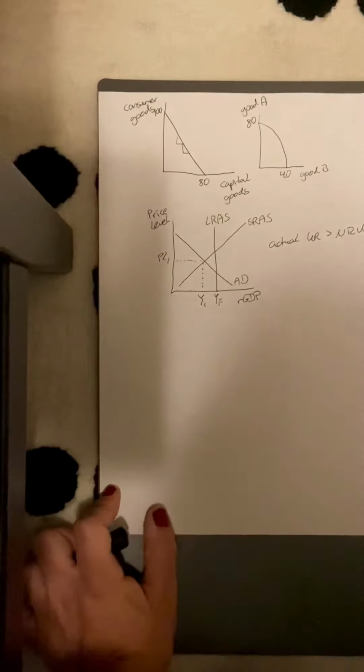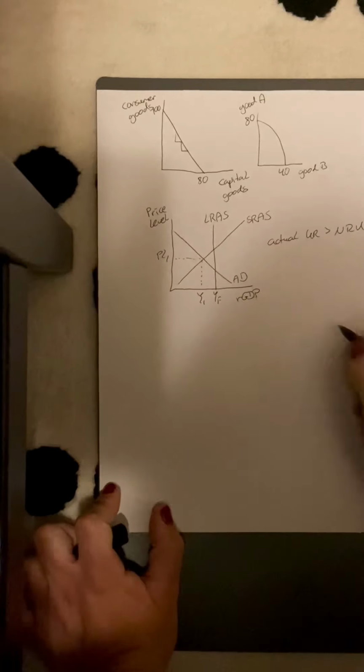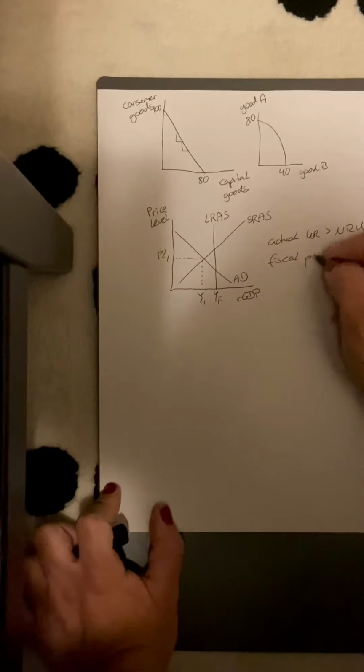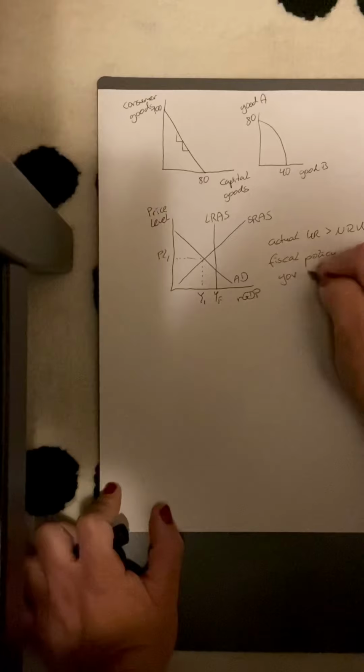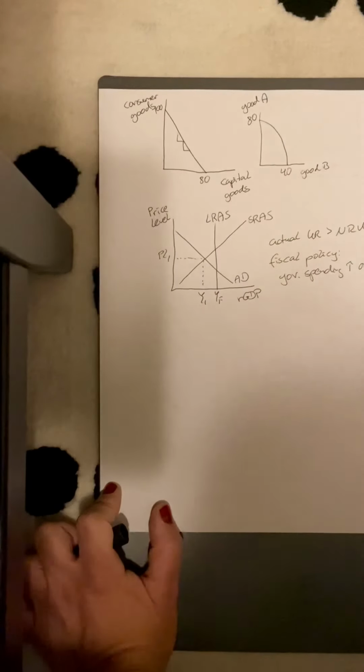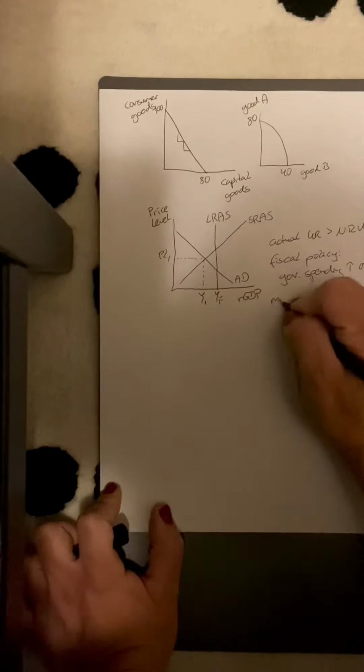Now, let's say the government is going to intervene, fiscal policy. So what is the government going to do? Either increase government spending or decrease taxes. What is the Fed going to do? Monetary policy.